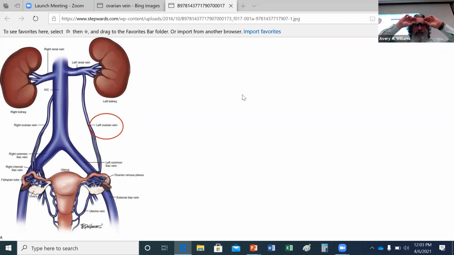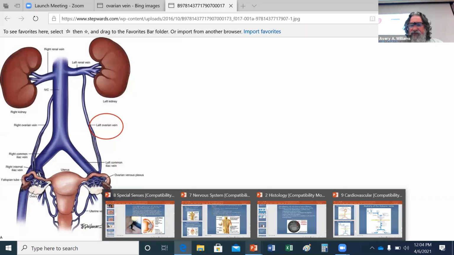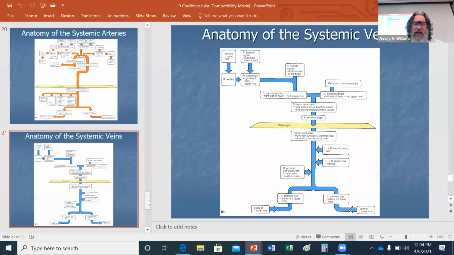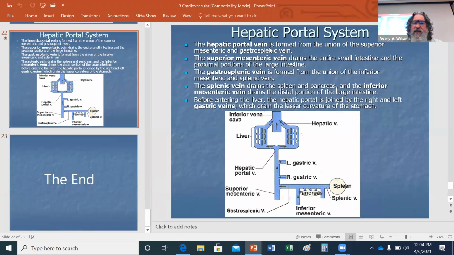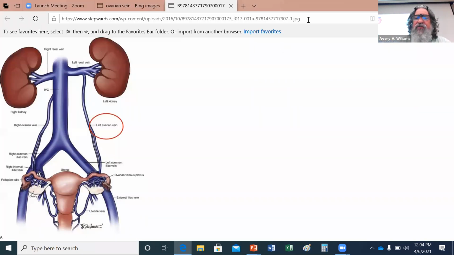So what's your question? My question is the hepatic portal system. She's asking about the hepatic portal system, which is pretty important. Cardiovascular. That's our last slide, I think, right here. This is the inferior vena cava, okay? It might not hurt to look at another view of this.